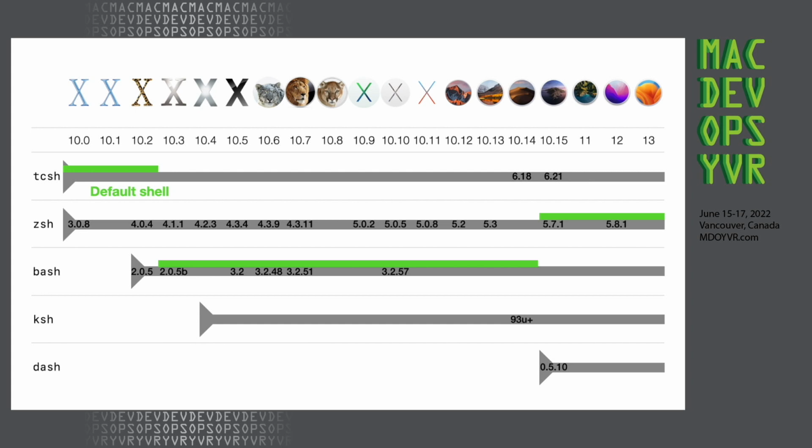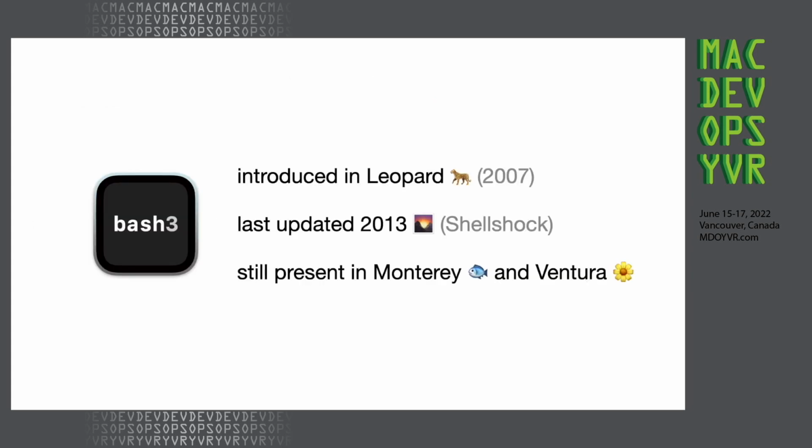5.1 is the current version, because bash version 4 and 5 are GPL version 3, a license which Apple does not like and does not want to integrate. So because they're frozen on this old version of bash, they have now switched to Z shell, which has a much more friendly license in Apple's view. And that is now the default shell since Catalina, and it is still being frequently updated. In Monterey and Ventura, you will have Z shell 5.8.1, which is the latest version.